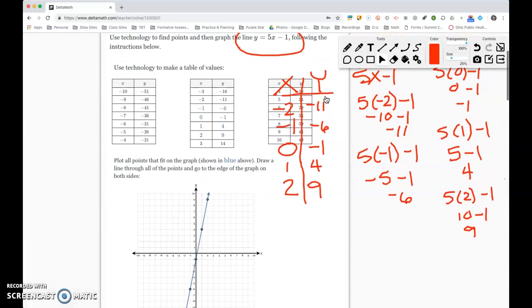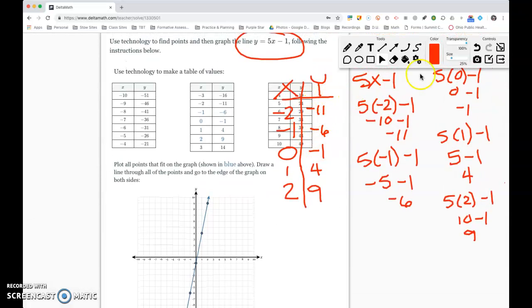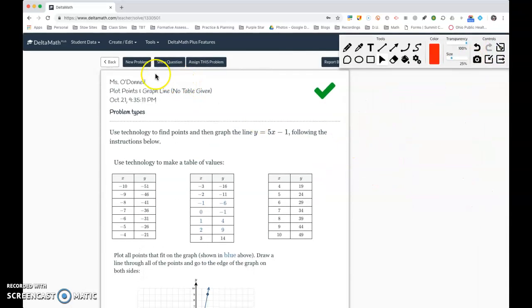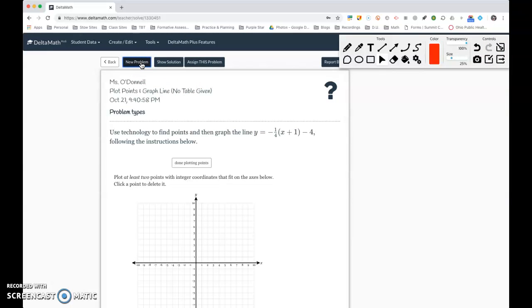So really the key here for graphing was making that input-output table. Let's just check and see if the other problems are similar. Okay, so we talked about 3 different problem types in class, right?